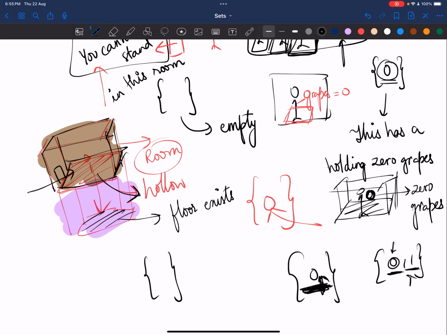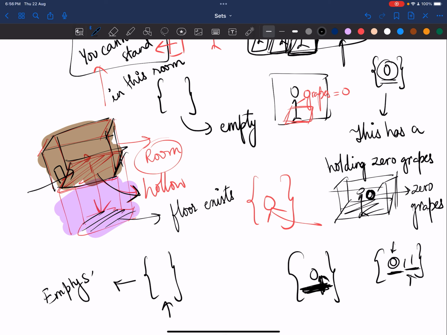But in this, you can't stand. It's not possible. It doesn't matter if you have a lot of grapes or you don't have grapes. You can't stand. You gotta move on with the fact that you cannot stand and still live somehow. The point is, you cannot be here. It doesn't have a floor. You cannot put any number inside the empty set. This is actually called the empty set.